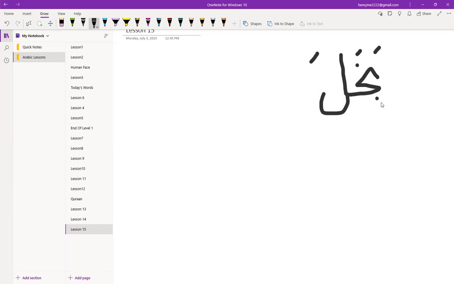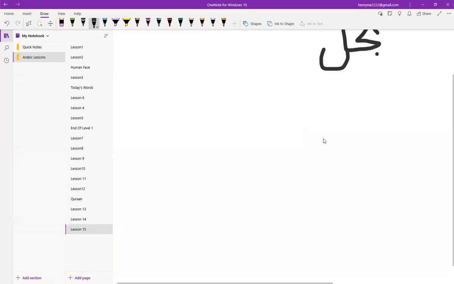So this word is, can anybody read this word for me? It's a little difficult, right? Because this here is actually two letters. We have the ba and the kha. If you notice, the ba is upside down, right? And the dot is under the jim, or under the kha. So this is bakhala.